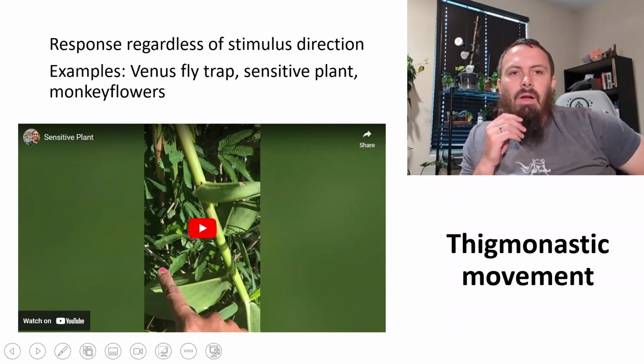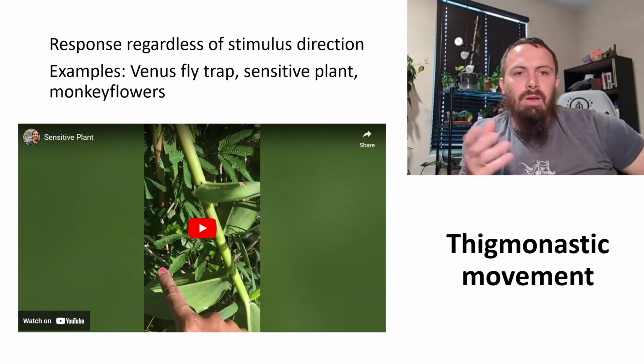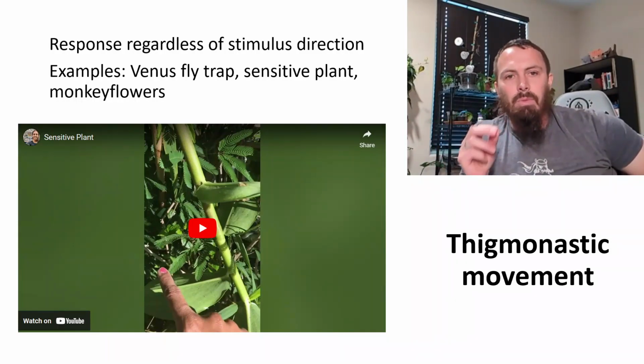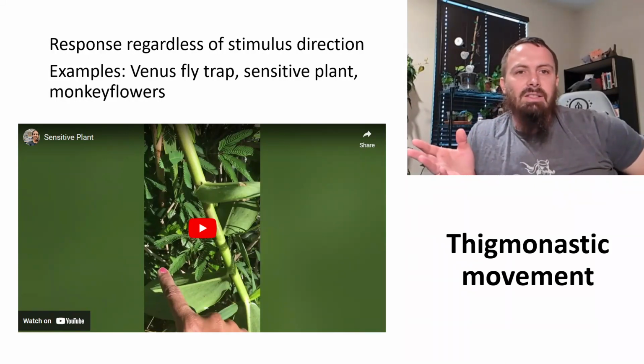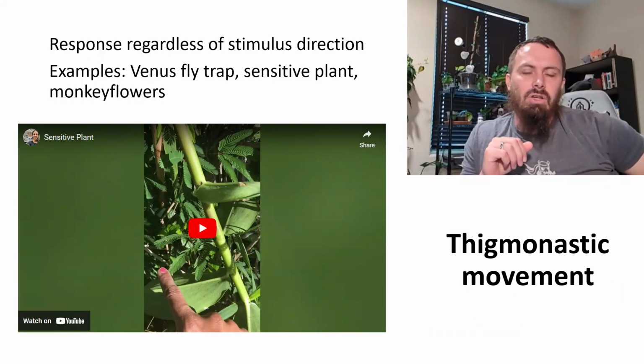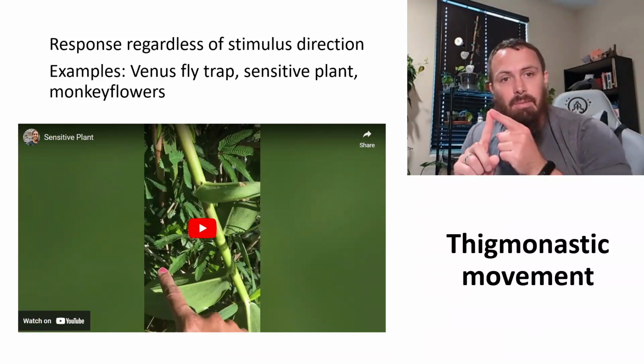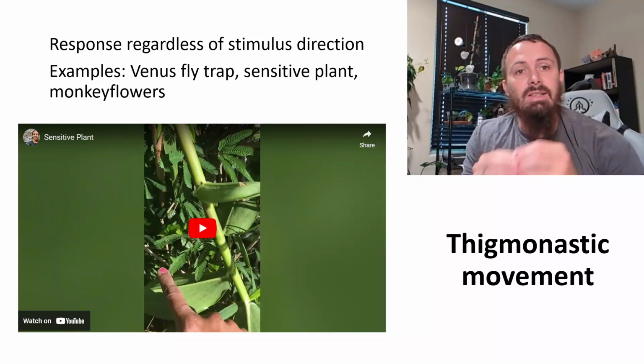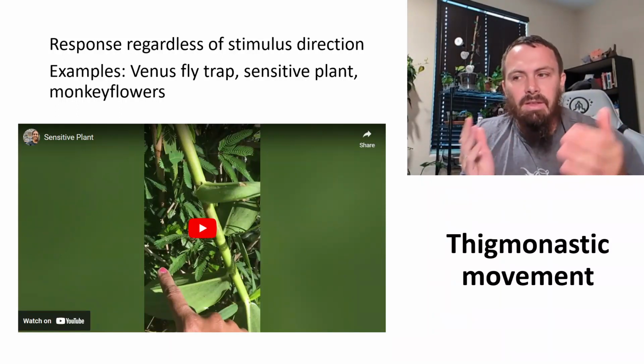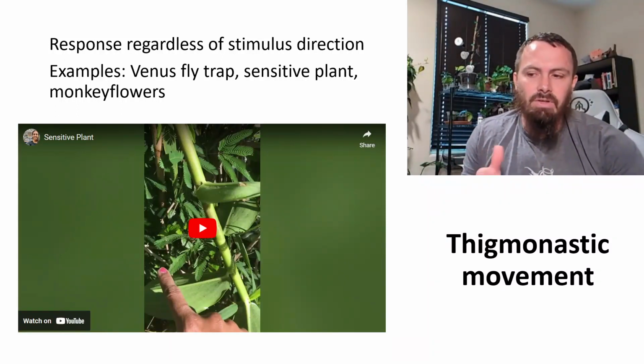Now, a variety of plants demonstrate what's called thigmonastic movement. Basically, movement that is a response to touch that invokes a movement that is regardless of the stimulus direction. Like in thigmotropism, we just talked about with the twining plant, it detects the branch and then it wraps around it. So it is sensitive to the direction of the touch. This movement is not sensitive to the direction of touch.